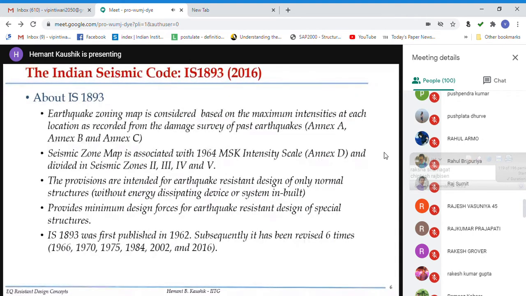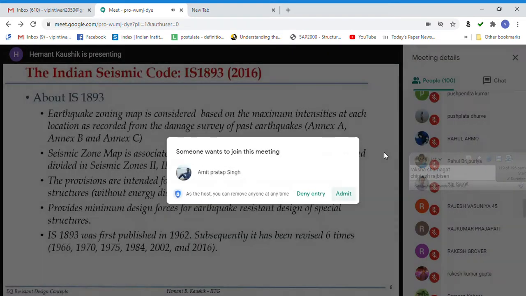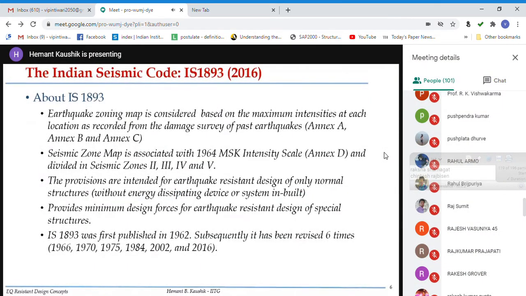Now the seismic zone map is associated with the 1964 MSK intensity scale, and like I said, there are 4 seismic zones. Initially, before 2002, there were 5 seismic zones. But later, when we had so many intraplate earthquakes, such as the Jabalpur earthquake and then the Latur earthquake, we removed seismic zone 1. Now we start from seismic zone 2. Even areas like Tamil Nadu are now in seismic zone 2.